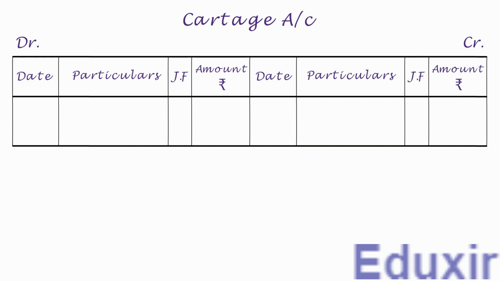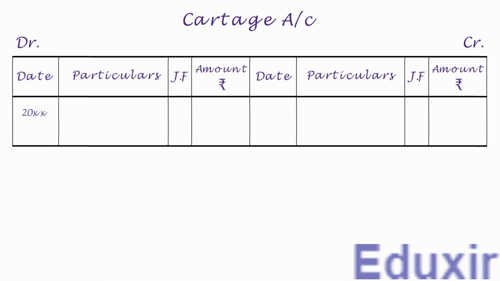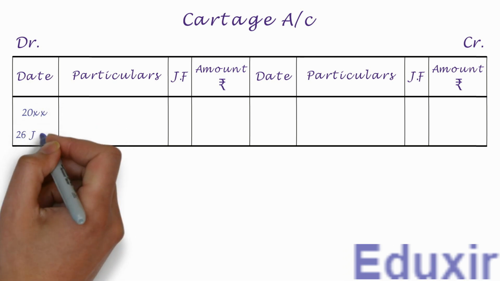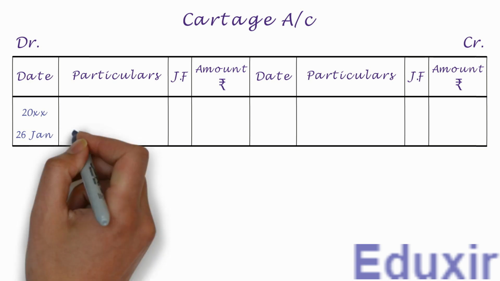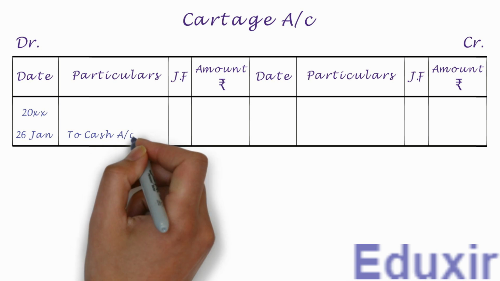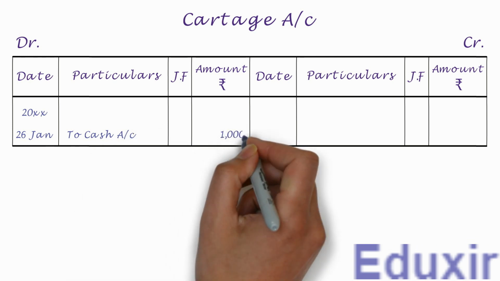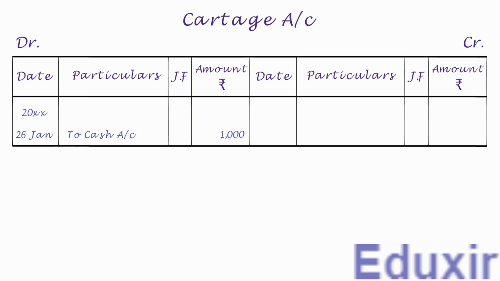Now on the debit side, let us first write the year in the date column. Let us now write the date. We need to write to cash account into the particulars column. Let us write the debit amount of 1000 rupees into the amount column. With that, we have completed the posting of this journal entry into the Cartage account.